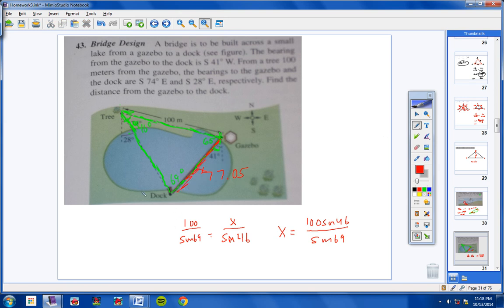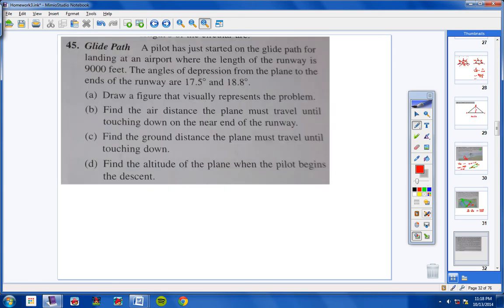Let's move on to number 45. Now, students, in my opinion, number 45 had a lot worse bark than a bite. Okay, it's really not that hard of a problem. Let's go ahead and get the drawing set up here.